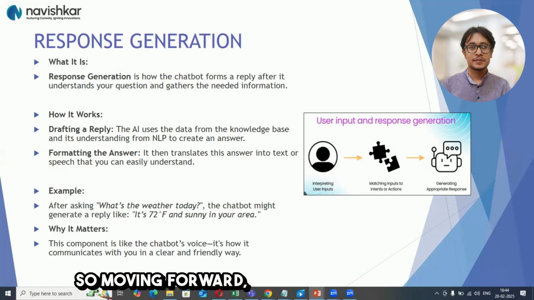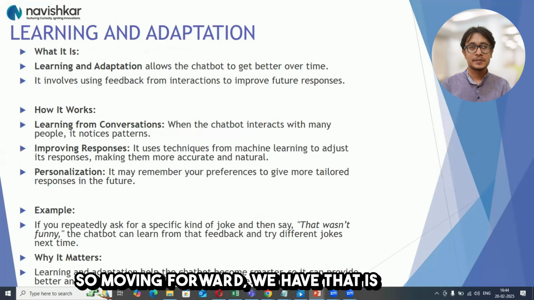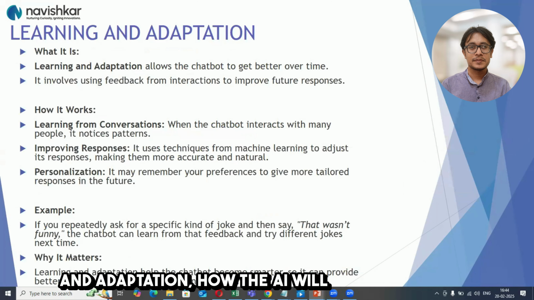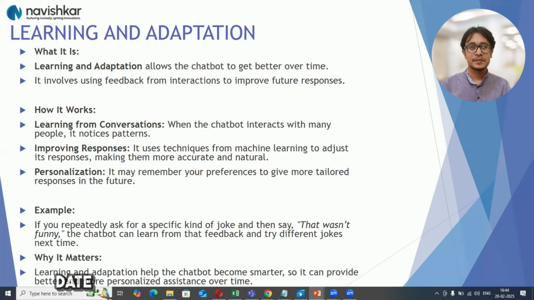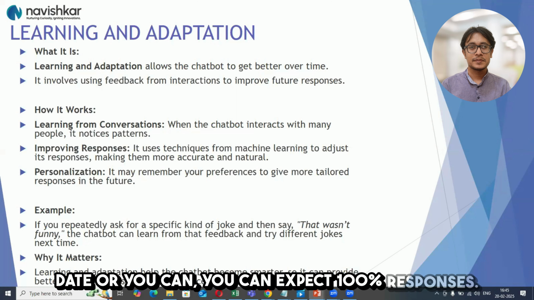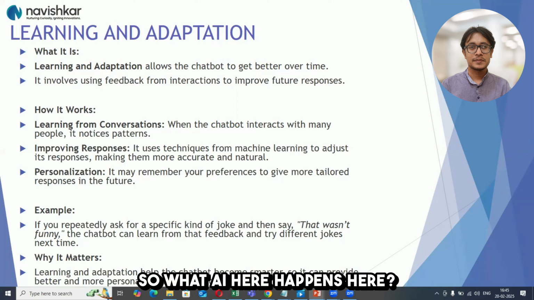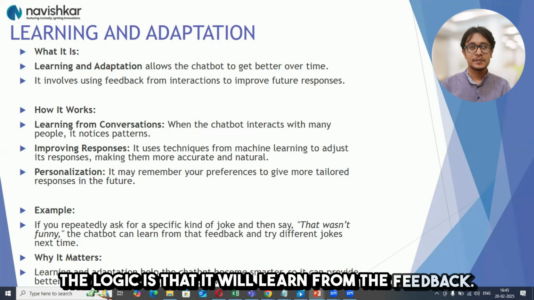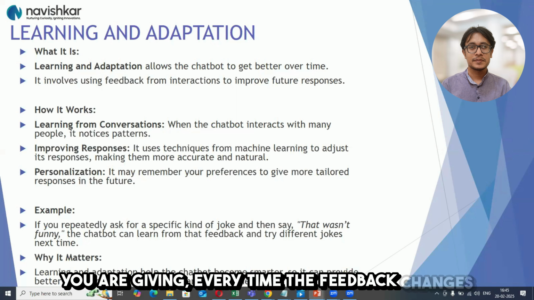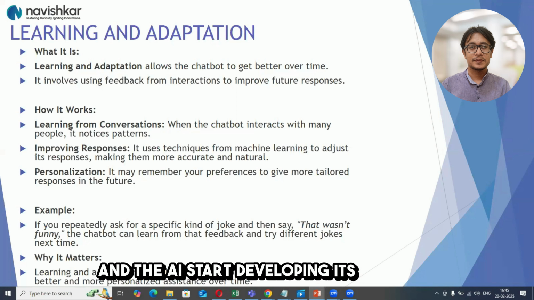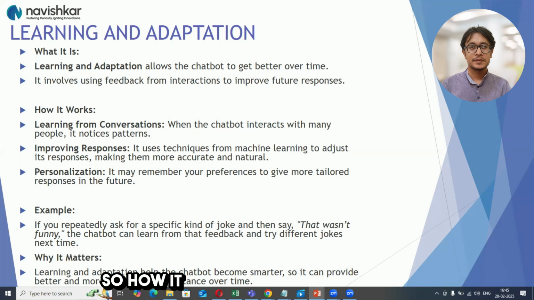So moving forward, we have learning and adaptation, how the AI will understand that. Learning and adaptation allows chatbots to get better over time. It involves using feedback from interactions to improve future responses. So the logic here is that the AI will learn from the feedback. Every time the intents that you are giving, every time the feedback changes, the AI starts developing its learning and adaptation. So how does it work?